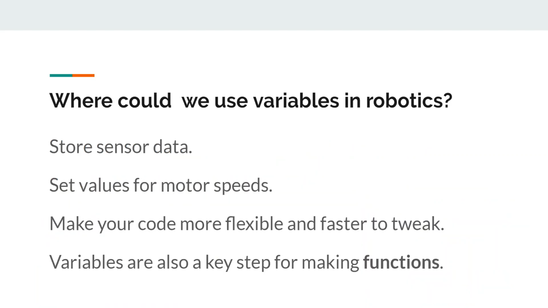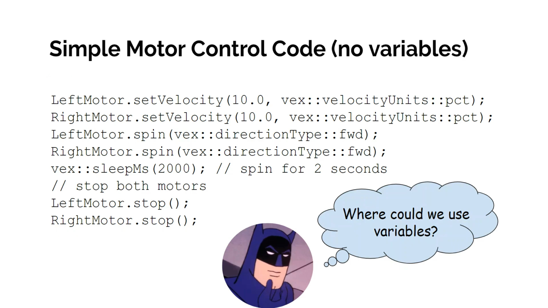Now, where could we use variables in robotics? Some examples are storing sensor data, setting values for motor speeds, making your code a little bit faster to tweak, a little bit more flexible, or another big thing is to use it for functions, which we'll be talking about next time. So let's look at an example of some code. Very simple code for making motors move. So we have left motor setting velocity, right motor setting velocity. We have spinning the motors for 2 seconds, and then we stop.